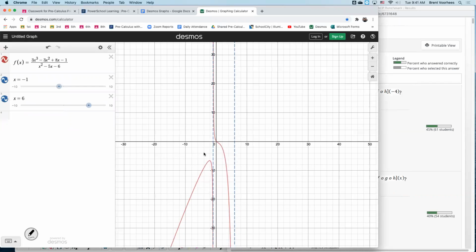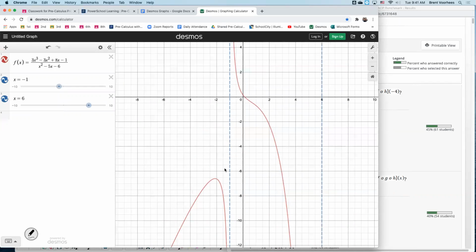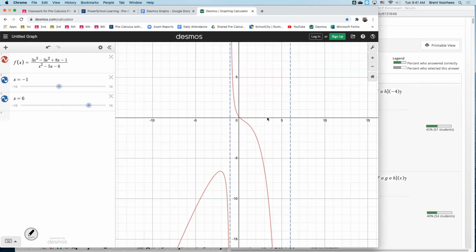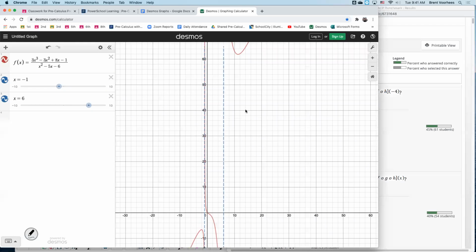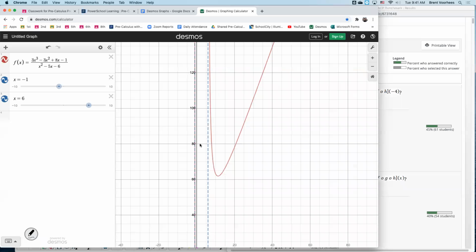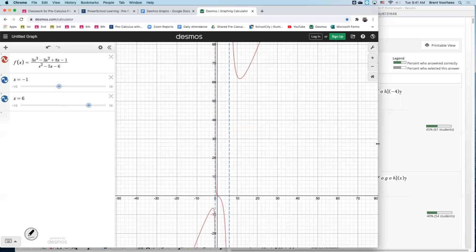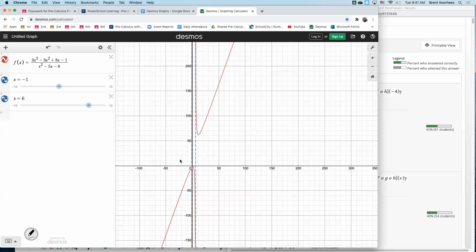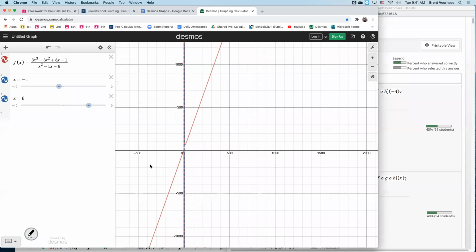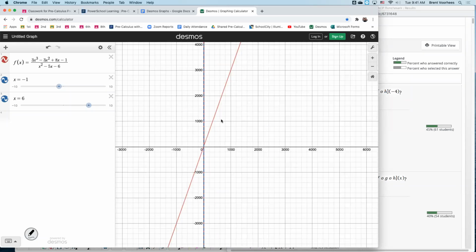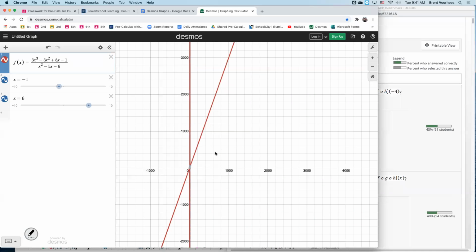And now zoom in. You see how this dotted line separates that graph perfectly? These two separate them. And over here, it also separates these pieces perfectly. So we did do that part right. Those are vertical asymptotes. Now I can see this also has what's called a slanted asymptote. If I zoom out, you see how it's looking like a slanted line? That means there's a slanted asymptote.